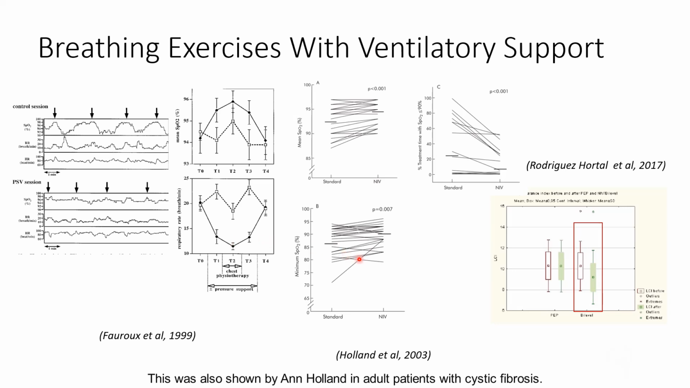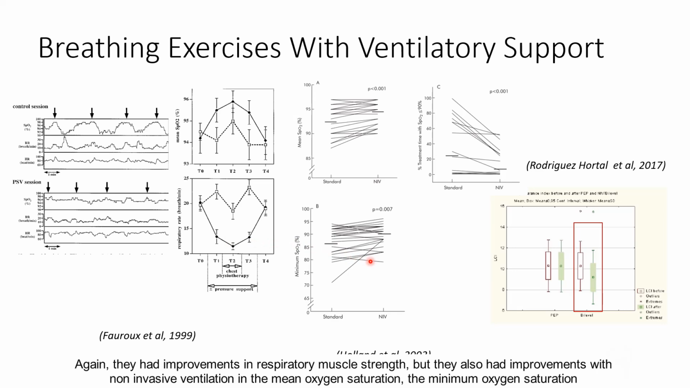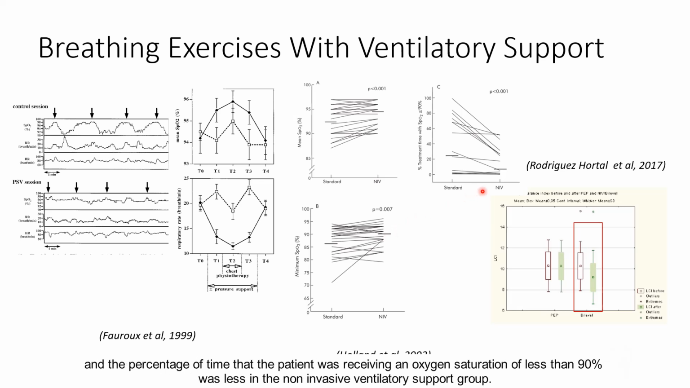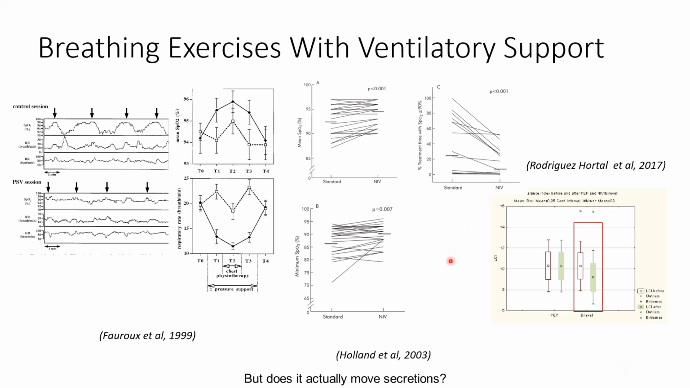This was also shown by Anne Holland in adult patients with cystic fibrosis. Again, they had improvements in respiratory muscle strength, but they also had improvements with non-invasive ventilation in the mean oxygen saturation, the minimum oxygen saturation, and the percentage of time that the patient was receiving an oxygen saturation of less than 90% was less in the non-invasive ventilatory support group.